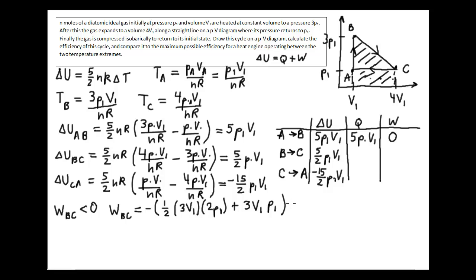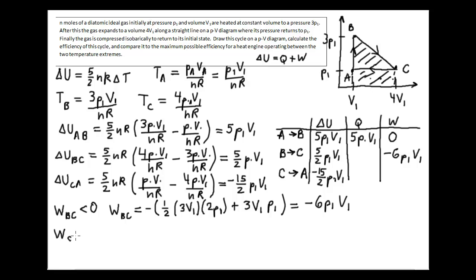And that means that we're going to get negative 6P1V1. Alright, so we've got that. We can put that in for B to C, negative 6P1V1. Alright, and we'll get the heat in just a minute. Let's finish the work. Now work C to A.